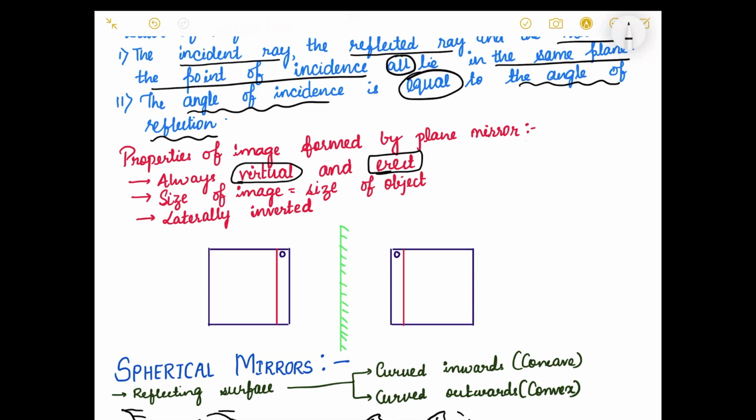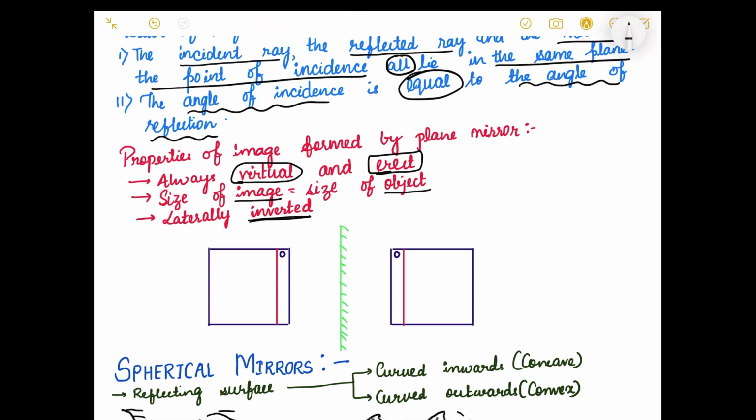This means that we cannot capture the image on a screen, and the size of the image is equal to the size of the object. So whenever we see our images in the mirror, our image appears to be of the same size as us, neither small nor big, and the image is laterally inverted. Now whenever we see our image in the mirror, our right appears as the left of the image and our left appears as the right of the image. So the image is laterally inverted.